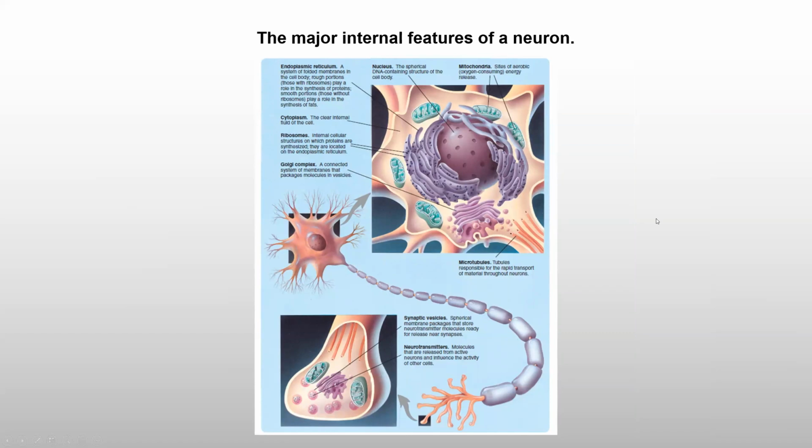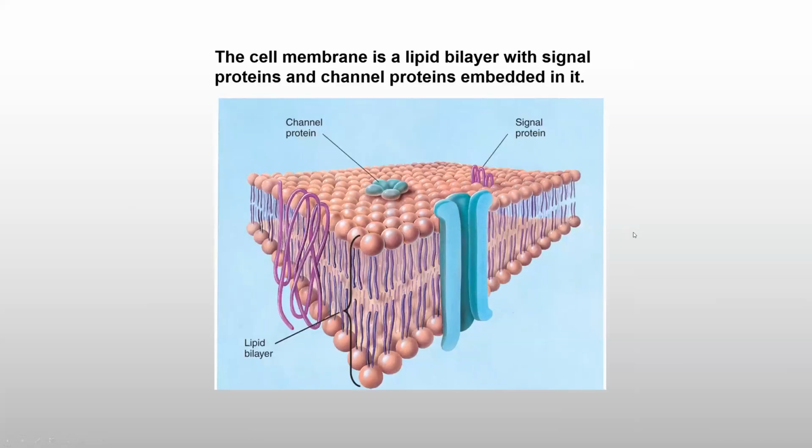The major internal features: a neuron is just like any other cell of the body. It has a nucleus, it has mitochondria, it goes through the Krebs cycle for energy, all of that kind of stuff. But the important thing for us is that at these axon terminals, which is why this picture is blown up here, you'll see synaptic vesicles. They're fluid-filled sacs that contain the neurotransmitters. And when those neurotransmitters hit the presynaptic membrane, they're going to be released into the extracellular fluid.